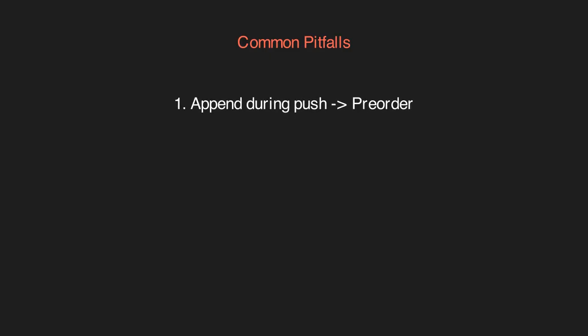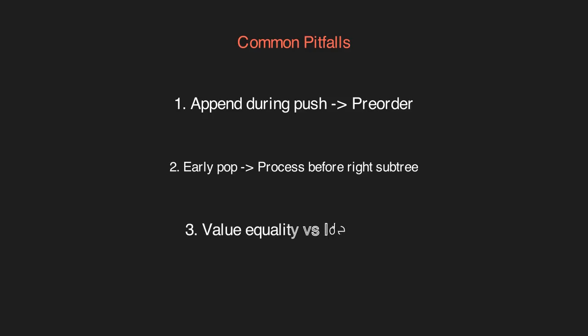Three mistakes are especially common. First, appending a node when it is pushed produces preorder, not postorder. Second, popping immediately after the left side finishes can process a parent before its right subtree. Third, last visited must be compared with the right child node itself, not merely with its value. Different nodes may store equal values, so value equality does not prove that the correct subtree was completed.